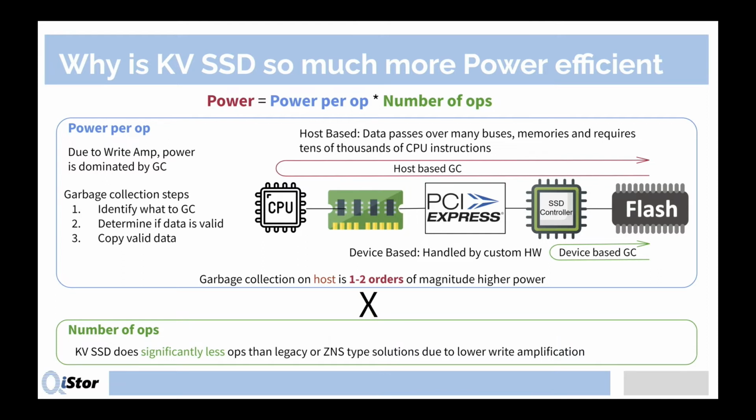Then you have to have a process to determine what data is valid, because obviously your garbage collection has to compact data together, and you have to figure out which pieces are valid, which pieces aren't, and finally you have to copy the valid data.